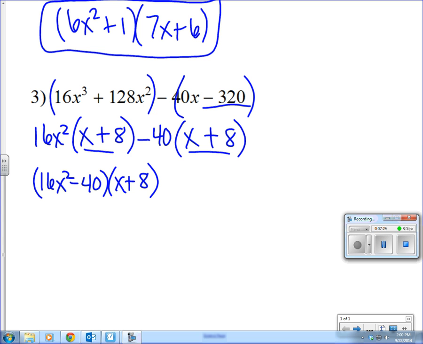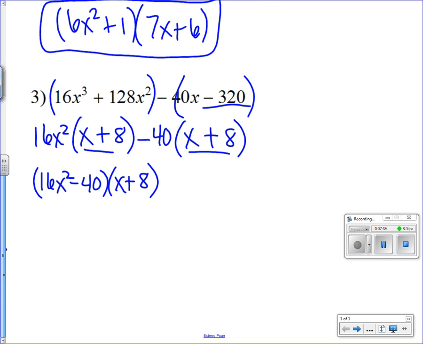Now, there's an issue here, though. Does anybody see an issue? Yours is right. Yours is right somehow. Just watch. Can I factor this some more? Yes, because it has a common factor of what? What goes into 16 and 40? 8. So then when you factor out the 8, you'll have 2x squared minus 5 times the x plus 8. And then you cannot factor that anymore.